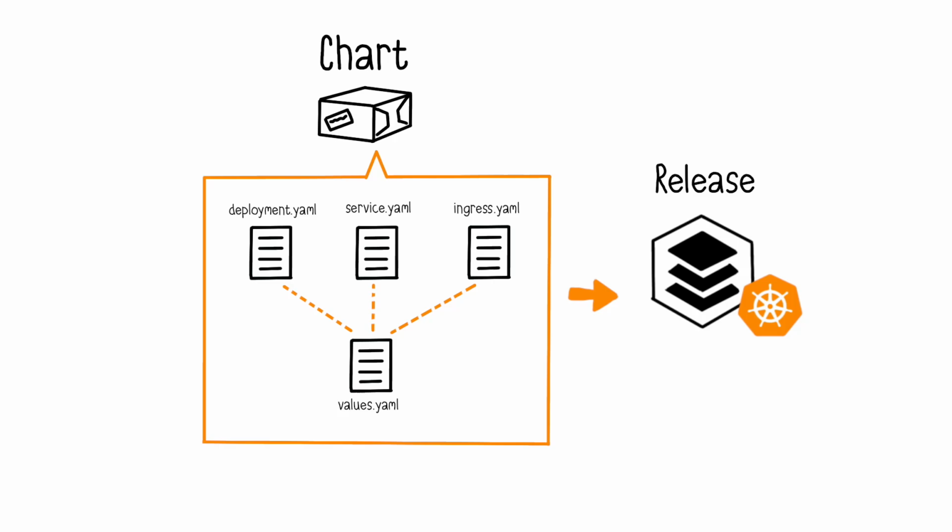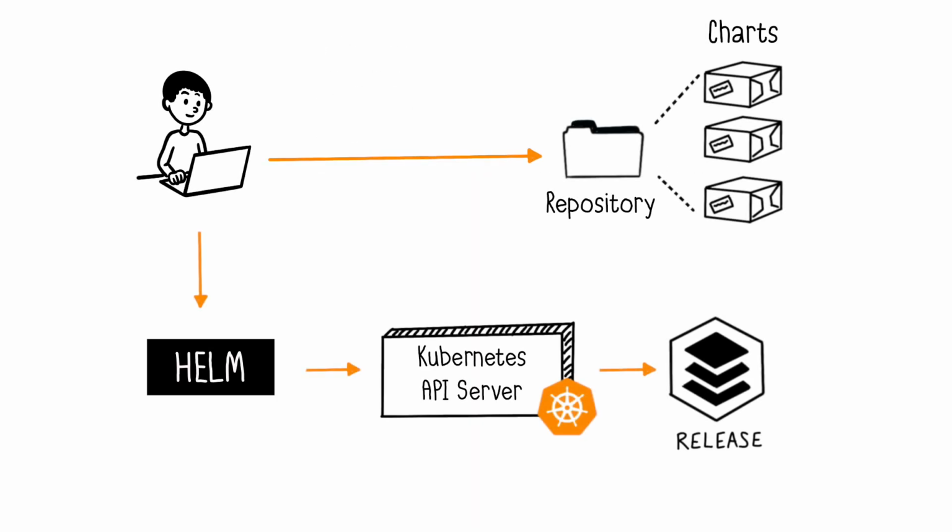Similarly, for a different cluster, we might choose to run an application in version 1.6, while another cluster still runs version 1.5. These charts are then stored in a repository, which is where charts are collected and shared. The user selects the chart they want to use, and Helm installs the chart in Kubernetes, creating a new release for each installation.